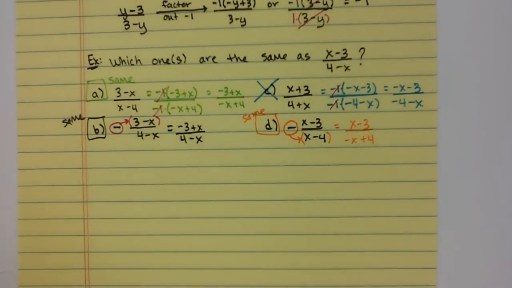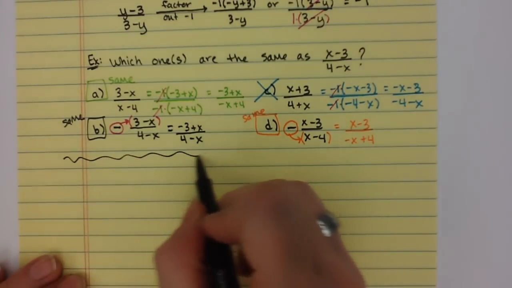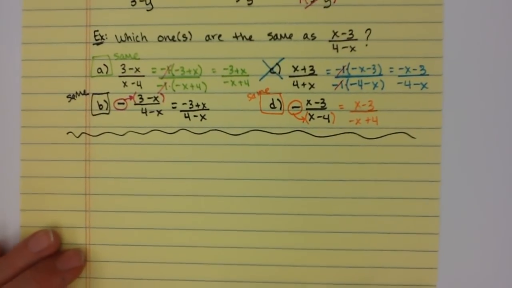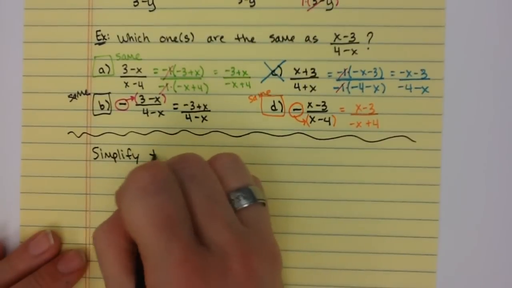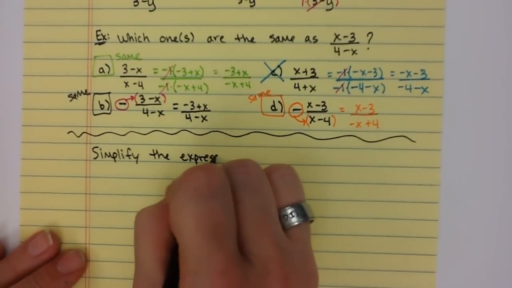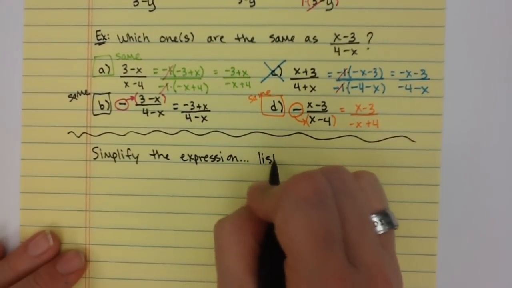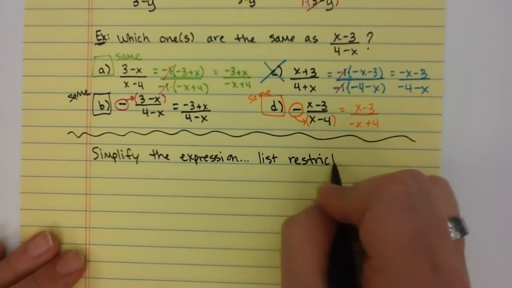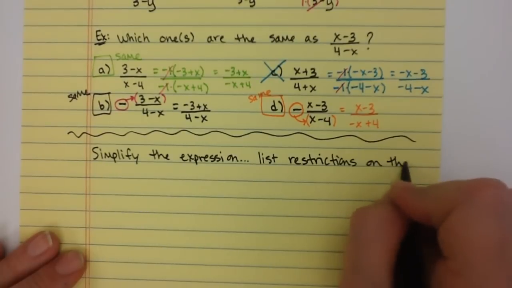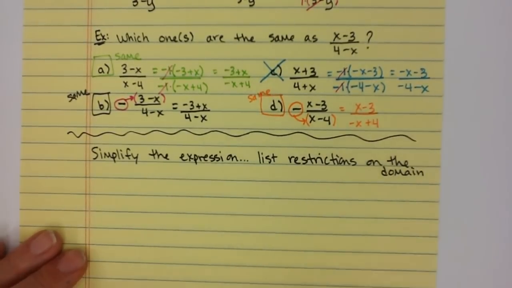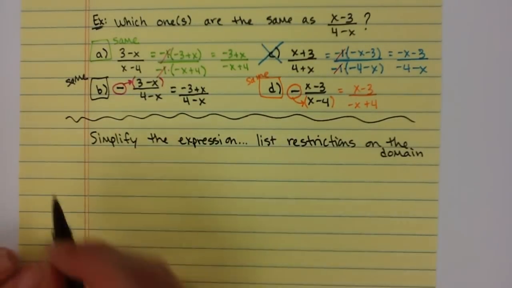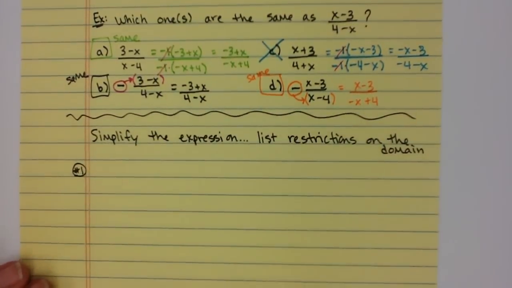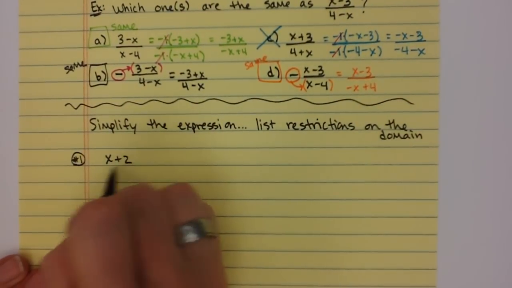Now that we've worked a little bit with negatives, let's do some examples of simplifying the expression and listing the restrictions on the denominator. Simplify the expression. List restrictions on the domain. So altogether we are going to have 8 of these problems. So here's our first one. x plus 2 over x squared plus 2x.